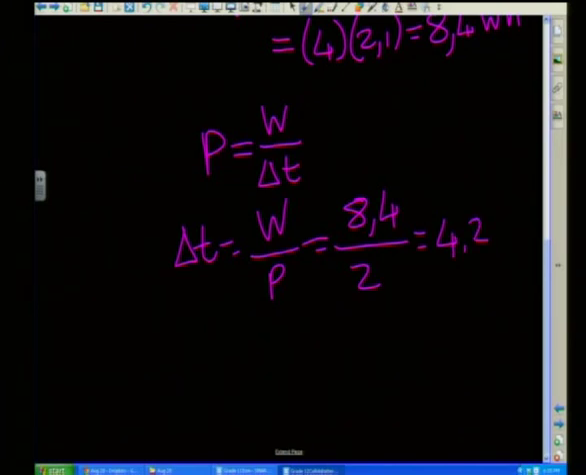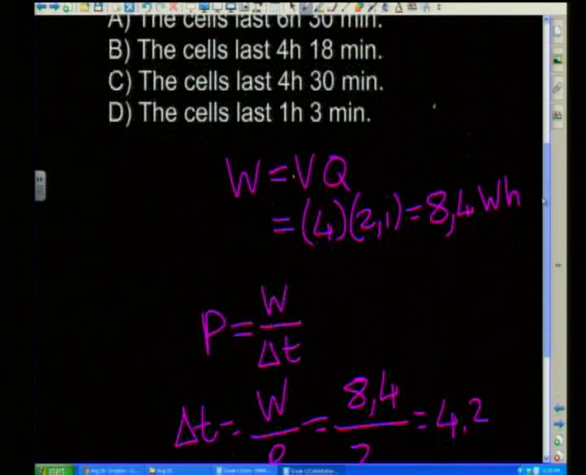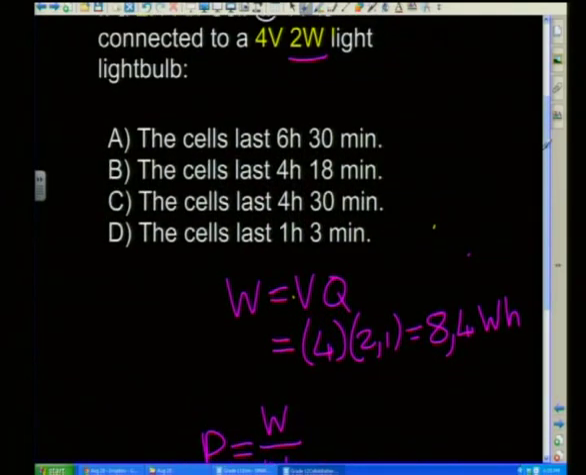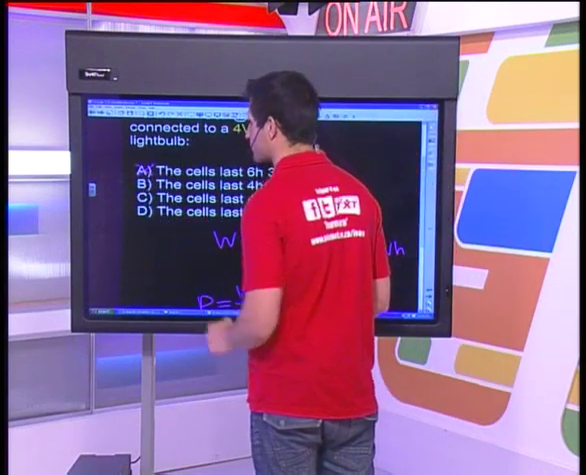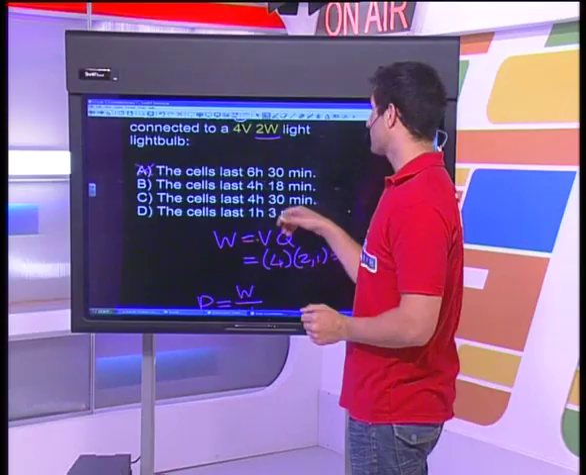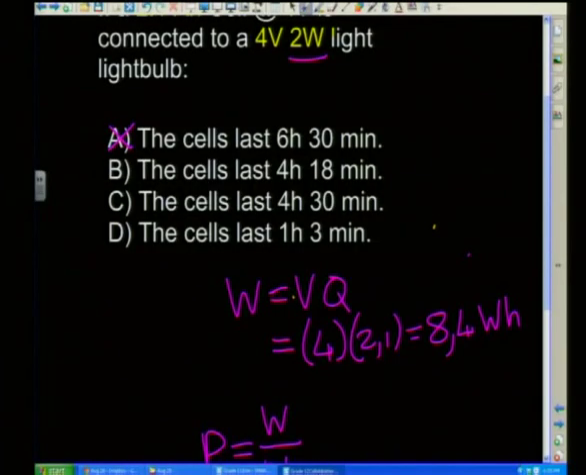Okay, now if you start to take a look through your answers, something really peculiar is going to start happening. It can't be 6 hours, so that's answer A out of the question. I can't get the cells lasting 1 hour and 3 minutes, can't be. So it's got to be option B or C. Now, which one is correct?